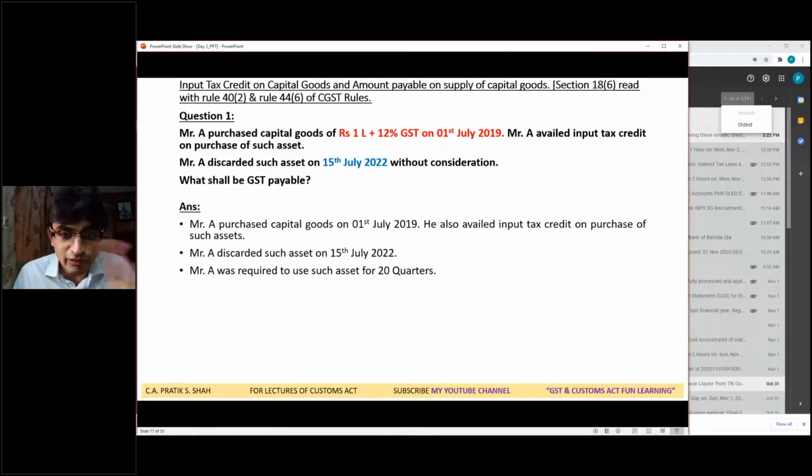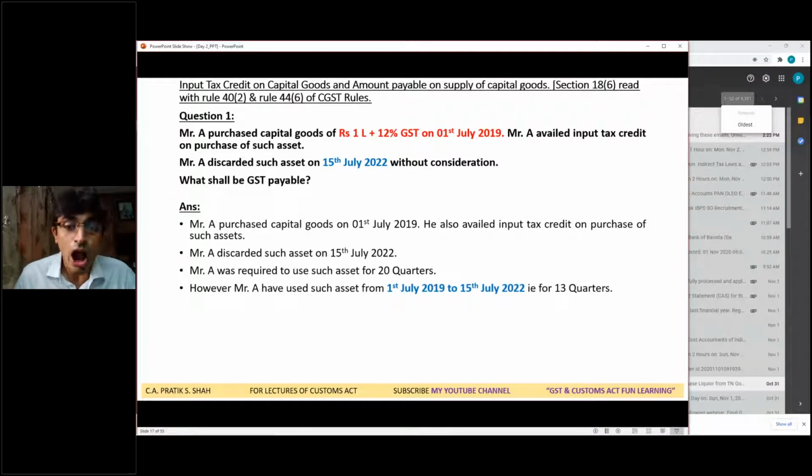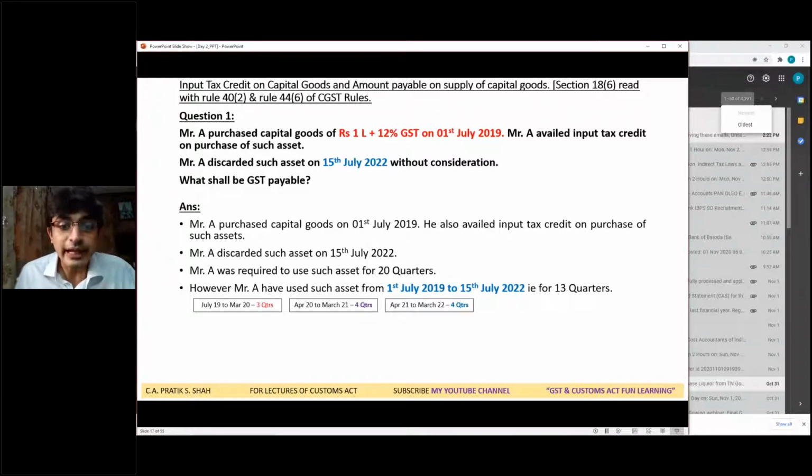So, I was required to use for 20 quarters. How many quarters I have used? You can see from 1st July to March 20, it comes to 3 quarters. From April 20 to March 21, it comes to 4. I'm counting financial year. From April 21 to March 22, again it comes 4. From April 22 to June 22 is 1 quarter. And July you have used for 15 days. That shall also be counted as 1 quarter. So in short, you have used for 13 quarters.